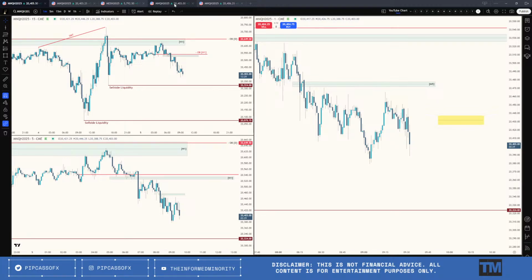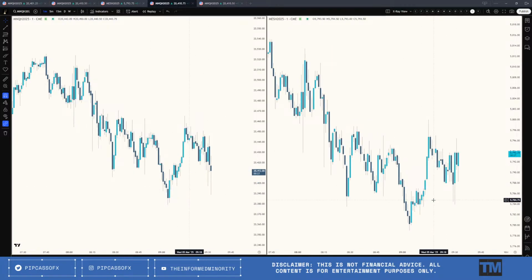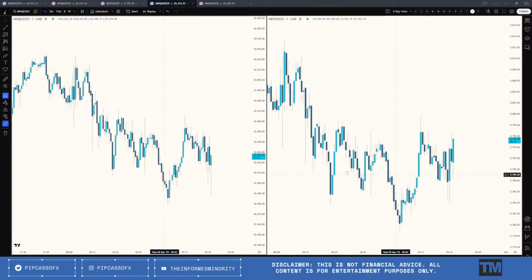So also let's peek over here for a little bit. What are we getting in ES? Are we seeing something similar? Are we seeing something opposing? We do have kind of SMT here. Look at that low in there. So you have a little bit of SMT here. This is on a 1-minute chart, so it's not necessarily too drastic, but we do have SMT there.